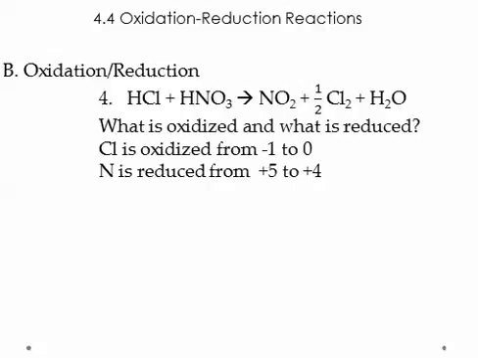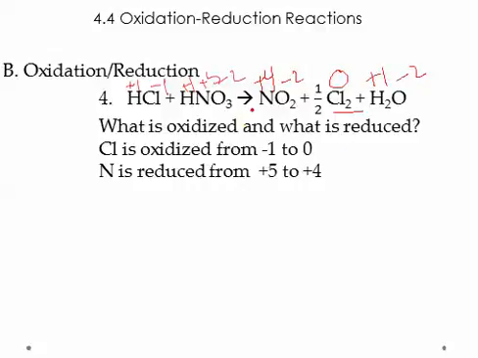So, when you look at this equation here, let's figure out what we have for the oxidation numbers for all of these. Hydrogen is plus 1, so chloride is negative 1. Oxygen is negative 2. Hydrogen is plus 1. We have 3 oxygen, so that's negative 6, so nitrogen has to be plus 5. Over here we have negative 2 for oxygen, so nitrogen is plus 4. Chlorine is 0 right here because it's the element. Oxygen is negative 2. Hydrogen is plus 1.